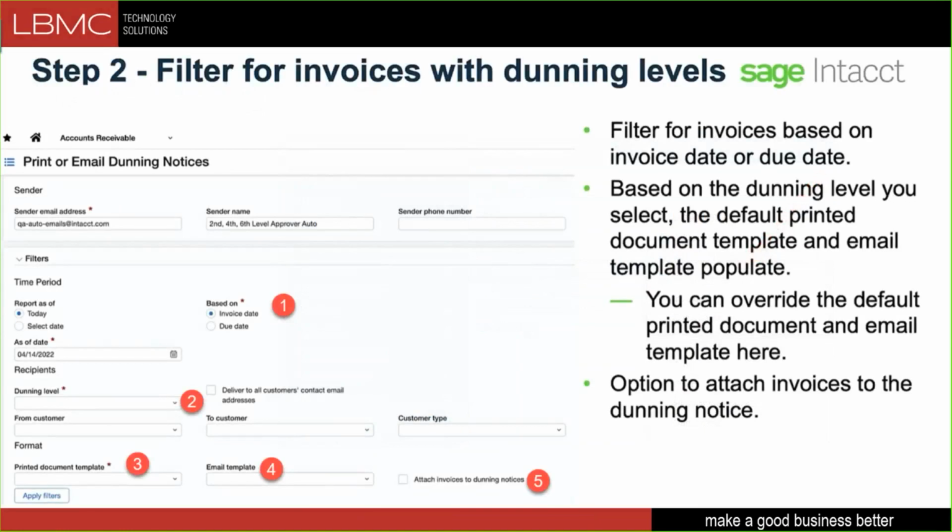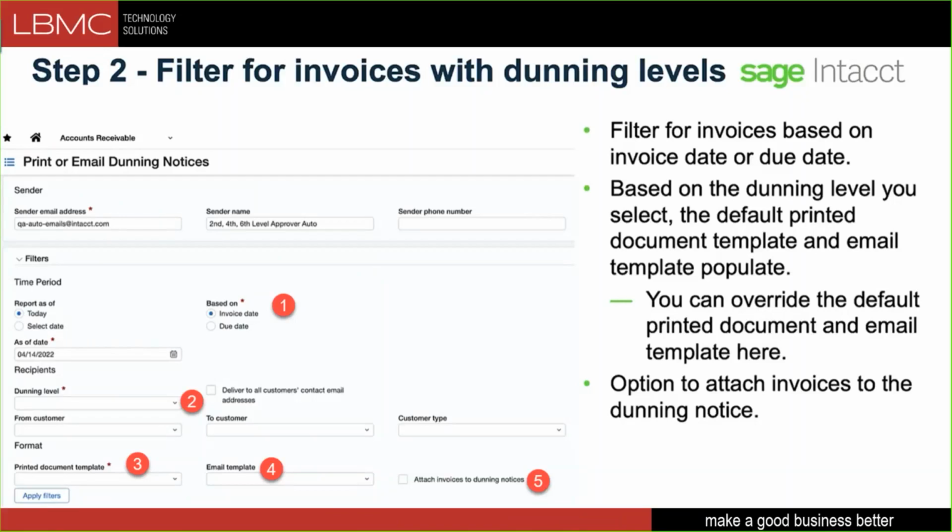your criteria. So step one would be, do you want this based on the invoice date or the due date? So obviously that's going to depend on how you set up the original dunning level criteria. Then step two, you're going to choose the dunning level, one of those from the big list we just saw. The printed document template and the email template if you need it.